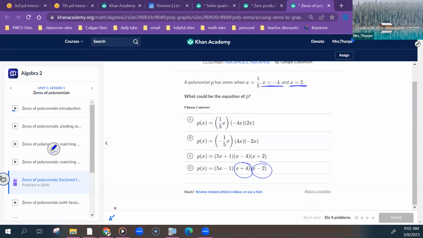But to figure out the other one, you could take this, set it equal to 0, and solve. And you should get this. So as long as you know what the zeros are and how they would look in factor form, you'll be fine on that.